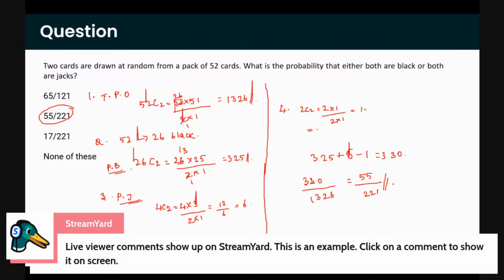So now I'll calculate the number of favorable outcomes. That is step number 5. 325, that is both are black, plus 6, both are jack, minus 1. That is common to both. That's why I gave minus, which is equal to 330. When I want to calculate the probability that either both are black or both are jack, I'll calculate 330 by 1326. Number of favorable by total possible outcomes, which is equal to 55 by 221.